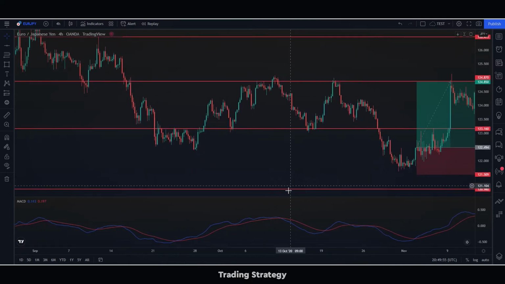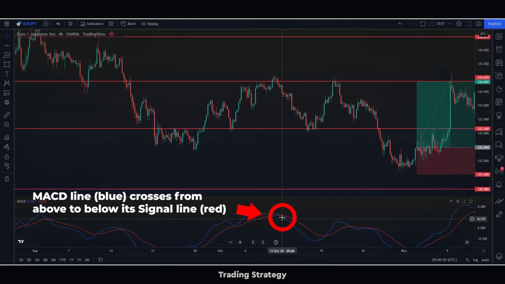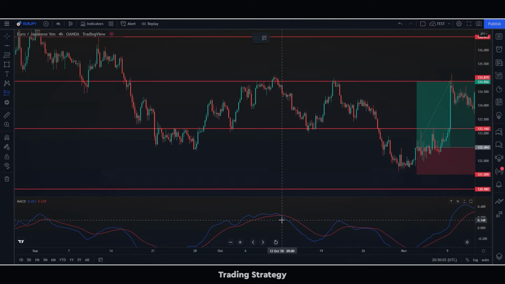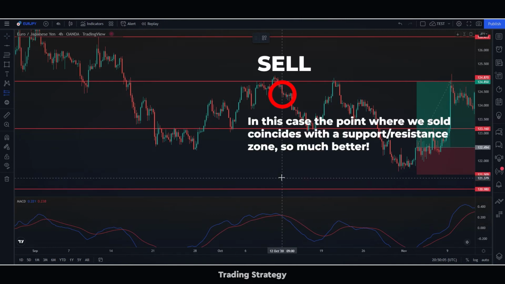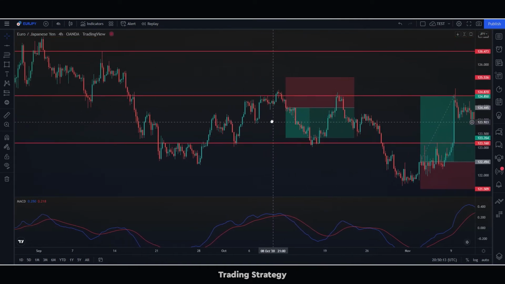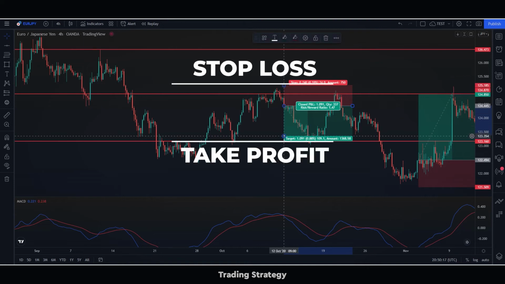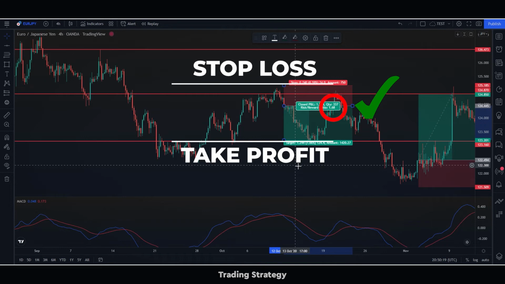We will open a sell trade when the MACD line, blue, crosses from above to below its signal line, red. We open a sell order at the opening of the candle. We will put the stop loss above the last great high, and our take profit in some zone of support or resistance, previously marked, as long as our risk-benefit ratio is equal to or greater than 1 to 1, that is, we risk 1 to win 1.